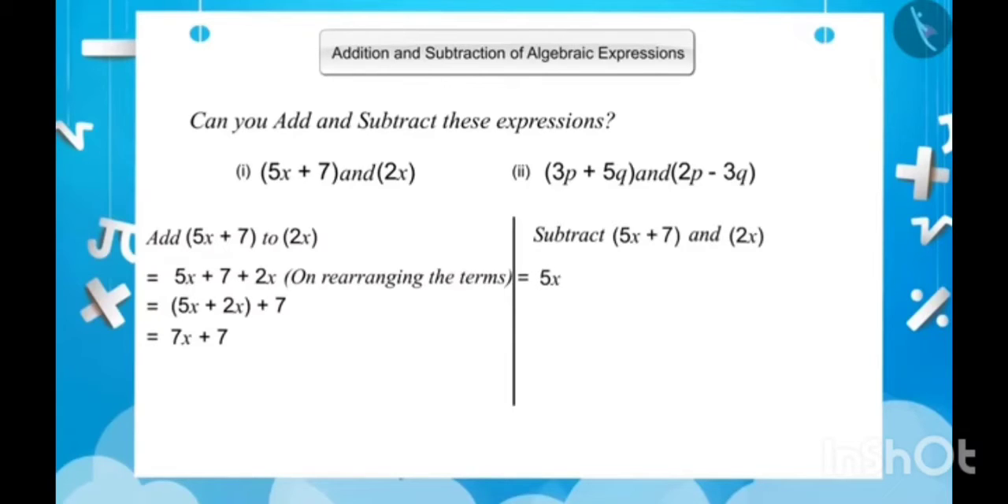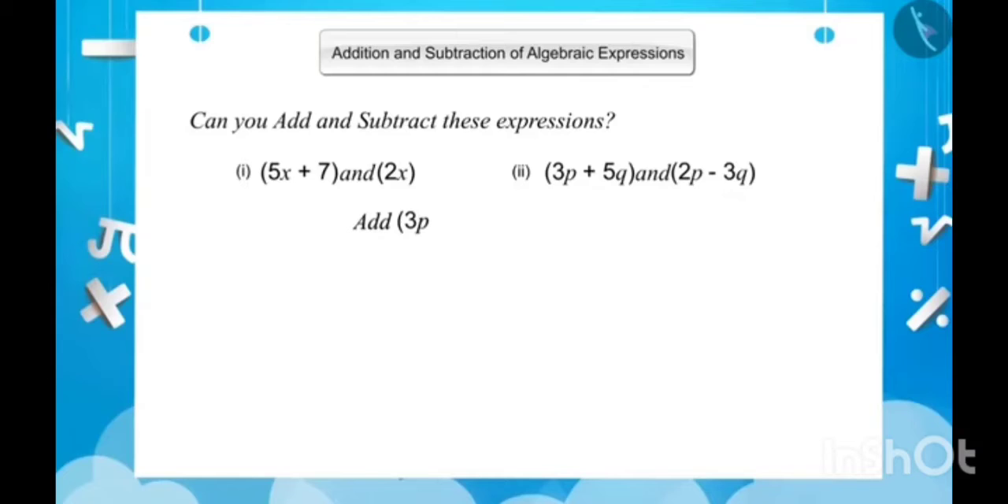5x plus 7 minus 2x. Here, 5x and 2x are like terms, so we will rearrange these two terms. That is, 5x minus 2x in brackets plus 7. 7 is the unlike term and hence cannot be subtracted. Therefore, by subtracting the like terms, we will get 3x plus 7.